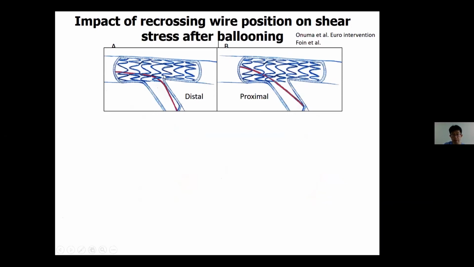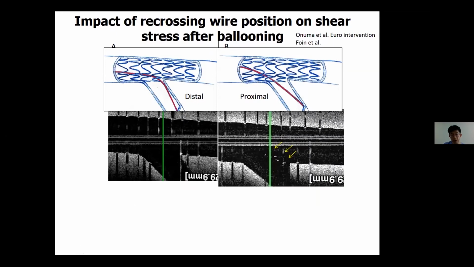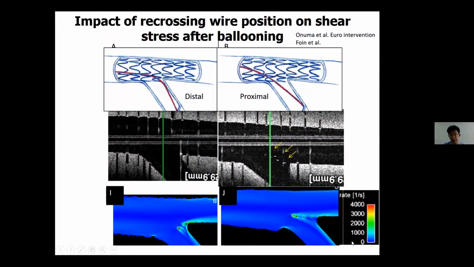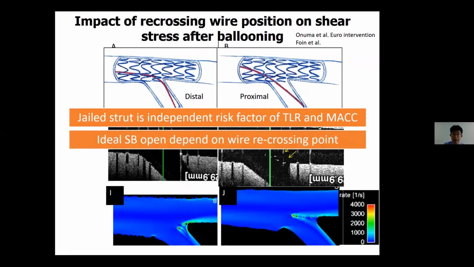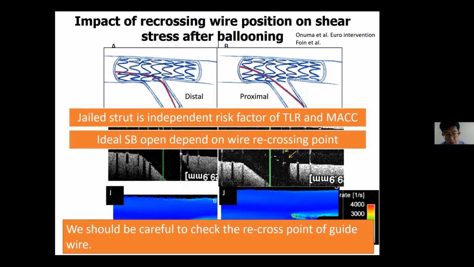And the impact of recrossing wire position on shear stress after ballooning. Panel A, far distal side. Panel B, proximal side. After KBI, in panel B, this stent strut remains. This is a jailed strut. In such a situation, shear stress is no good here. This is the risk of bad clinical course. Jailed strut is an independent risk factor of TLR and MACE. Whether the side branch opens depends on the wire recross point. So we should be careful to check the recross point of the guide wire. It's a very important message.